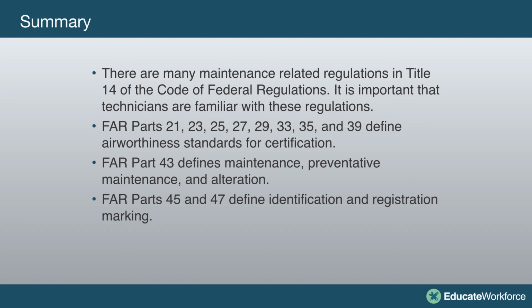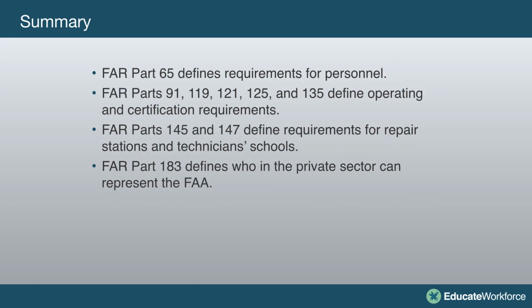And we'll move on to Parts 45 and 47, which are going to define identification and registration for aircraft markings and for equipment. Part 65 defines the requirements for personnel. Parts 91, 119, 121, 125, and 135 are going to give us operation and certification requirements. Parts 145 and 147 are going to define the requirements for repair stations and for technical schools. And then Part 183 defines who in the private sector can be designated to represent the FAA.